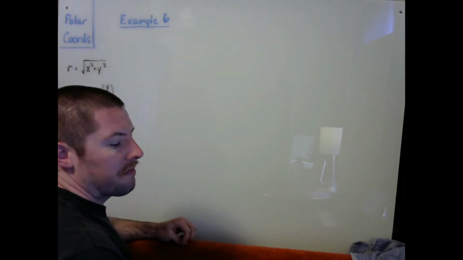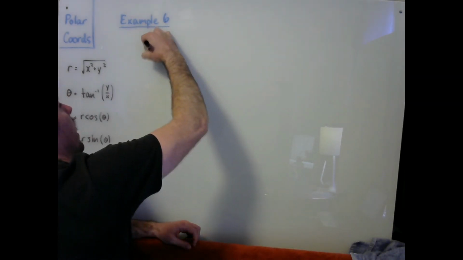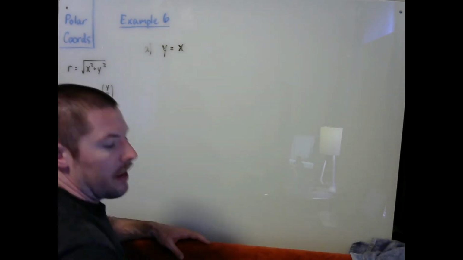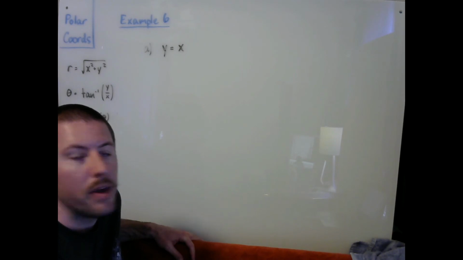So I'm going to graph the line y equal x. So let's just do these part by part here. Part A, graph the line y equals x, and then convert it into polar and solve for theta. So this is like the simplest line that we could ever draw.